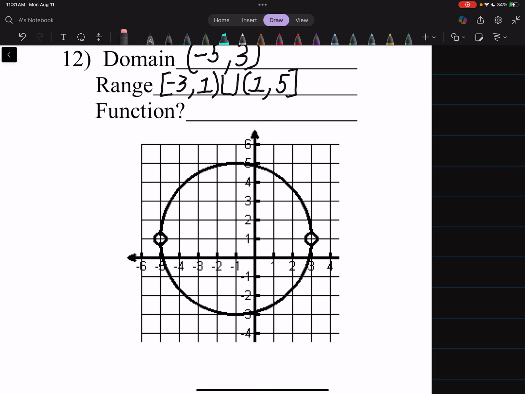All right, is this a function? You should very quickly say no, because anywhere on this I can draw a vertical line and it will show me my input has more than one output. So, no.